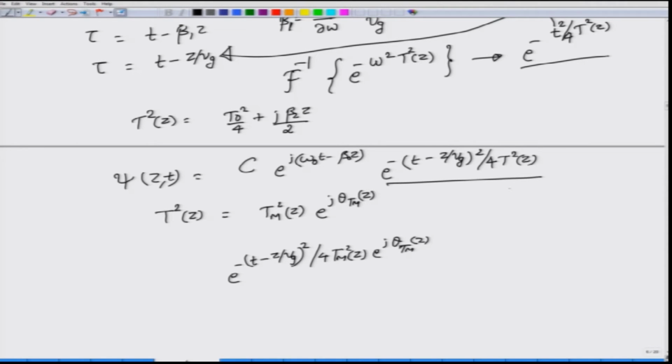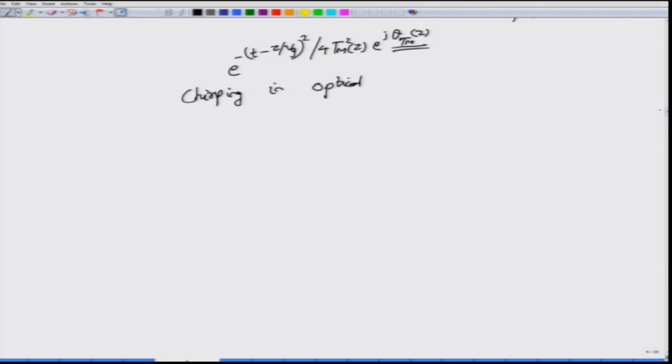So, you can evaluate this one, or you can write down 1 by t square z itself as some magnitude and a phase angle. Okay. In any case, whatever you do, you will see that there is a magnitude and a phase angle that is present, and this phase is a function of z. Okay. This gives rise to what is called chirping in optical fibers. Chirping is a phenomenon in which the instantaneous frequency keeps on changing, okay, and that chirping is coming because of this theta Tm of z.